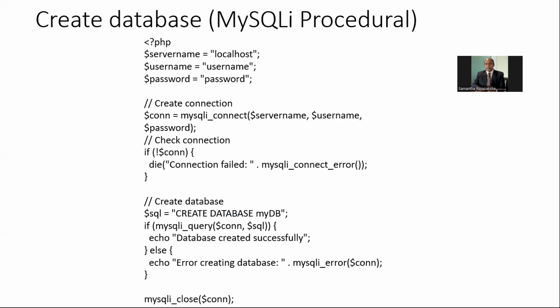This is an example again to create a database using the other methodology. You have to provide the server name, username, and password, create the connection, and check whether the connection is successful or not. And this is a SQL statement, create database name. Now this is the function which will run the connection and the SQL statement both together through the given connection. According to the results, you can say whether it is successful or not.